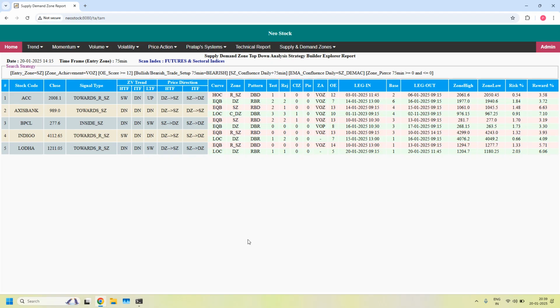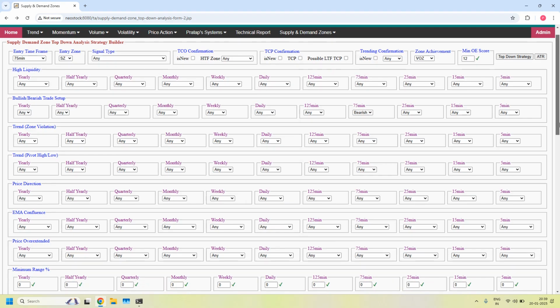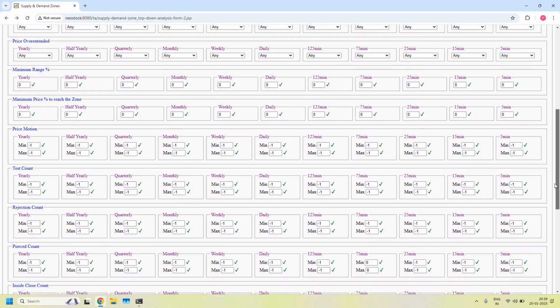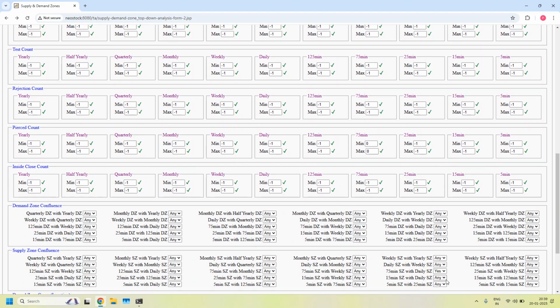Next, LTF, ITF and HTF supply zone confluence. Let us filter. Removing the ITF EMA filter, we have to use HTF filters. So in the supply zone confluence, we should set 3 filters. First filter is already enabled, 75 with daily. Second filter, 75 minute supply zone with weekly supply zone confluence. Next, third filter, daily supply zone with weekly supply zone confluence.